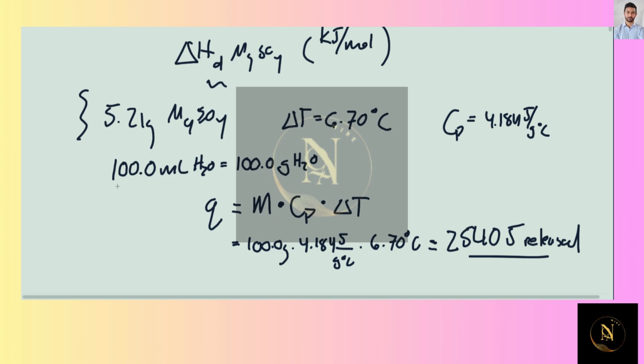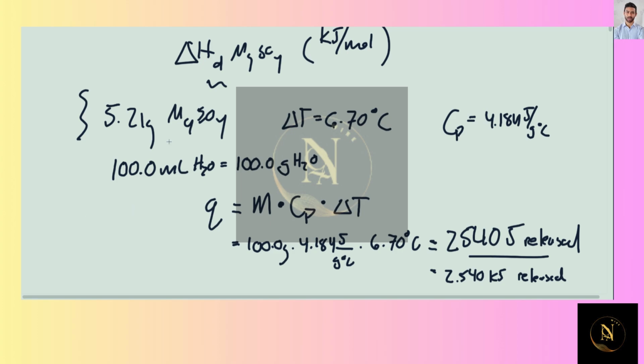Now we know joules released. We need to figure out how many moles of magnesium sulfate, because we want to know joules per mole. Really, we want kilojoules per mole, so we might rewrite this as 2.540 kilojoules. Remember, there's 1,000 joules in a kilojoule, so to convert joules to kilojoules, we divide by 1,000. So there were 2.540 kilojoules of energy released into the water, which is how its temperature was raised.